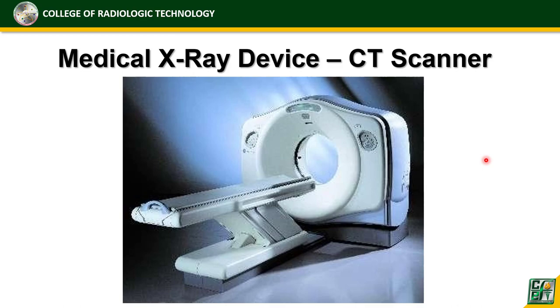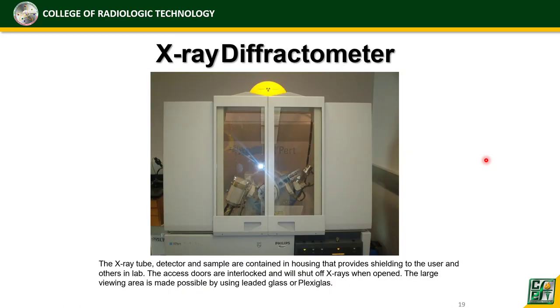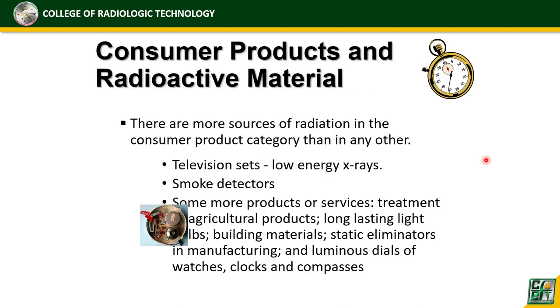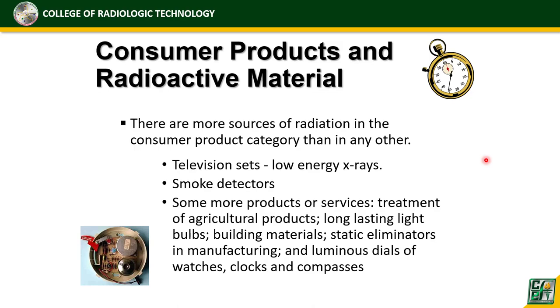So yan, CT scanner, X-ray diffractometer, di ba, X-ray diffraction, siya ay between 40 to 60 kilovoltage peak only. So the X-ray diffractometer is used in research sa mga laboratories. So ito, another type of X-ray diffractometer. So yung kanina ay kita mo yung loob, ito ay totally enclosed. Hindi mo makikita yung nangyayari sa loob.